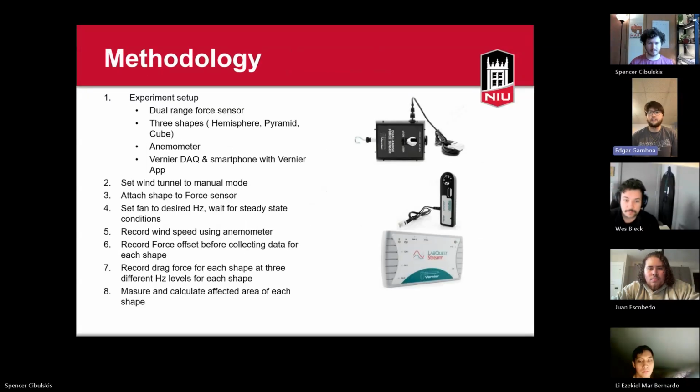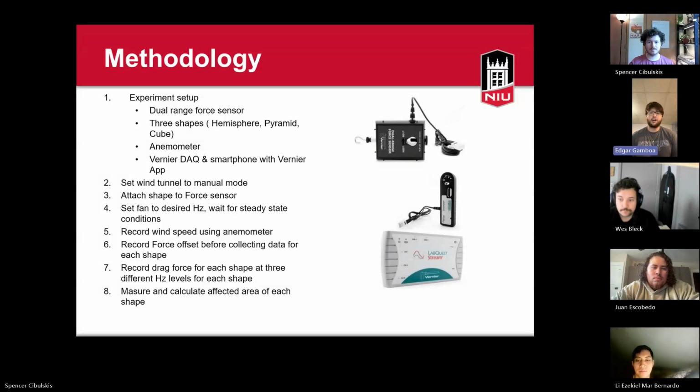For the methodology section, we started with our experimental setup, which consisted of a dual range force sensor. The 3 shapes we chose were hemisphere, pyramid, and then the cube. An anemometer to record the wind speeds at different hertz levels, as well as the Vernier DAC and then the Vernier app on the smartphone to record.